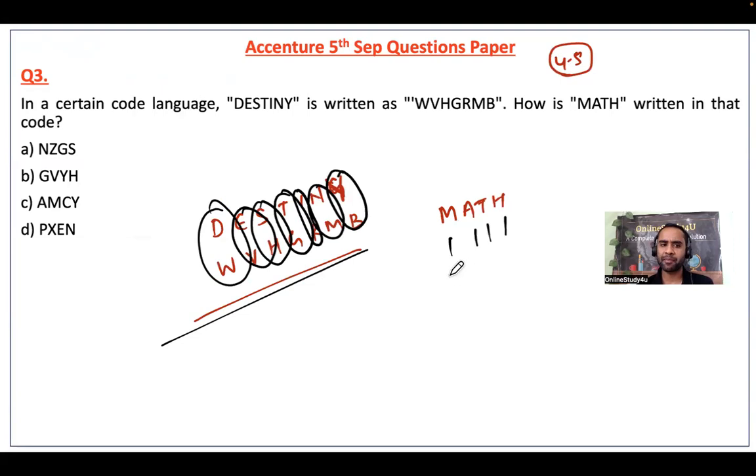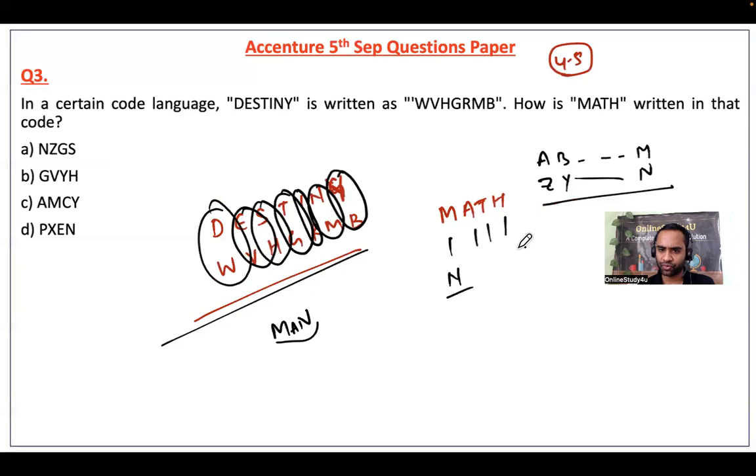So M's opposite letter will be N, man, right? So M opposite will be N. So this is the opposite letter. When we write the alphabet A to M and then N to Z, this will be the opposite letter basically. Okay. And high school: T is nothing but G, and A is nothing but Z. So NZGS, option A will be the correct answer.